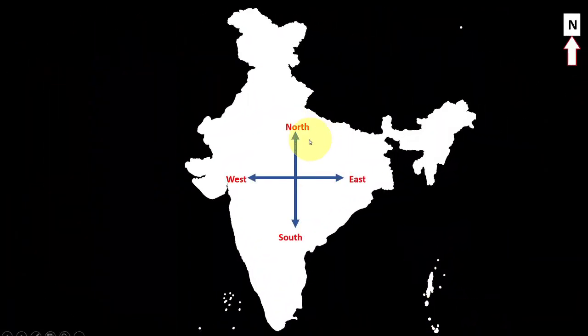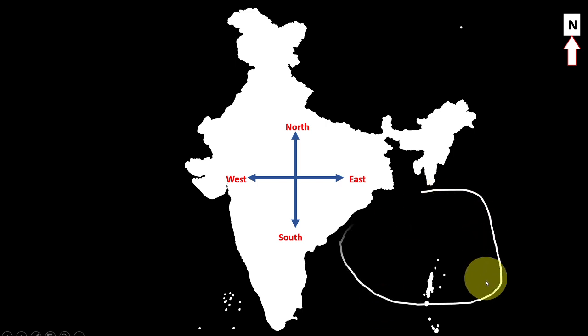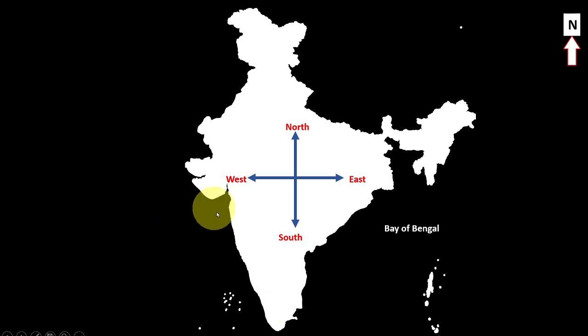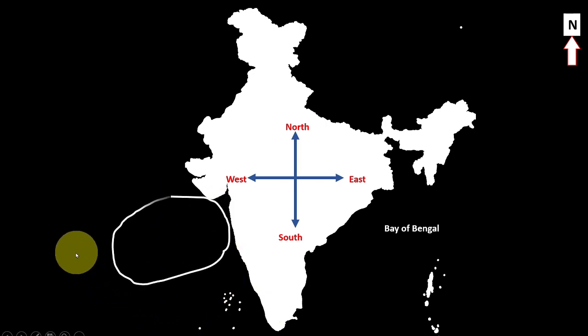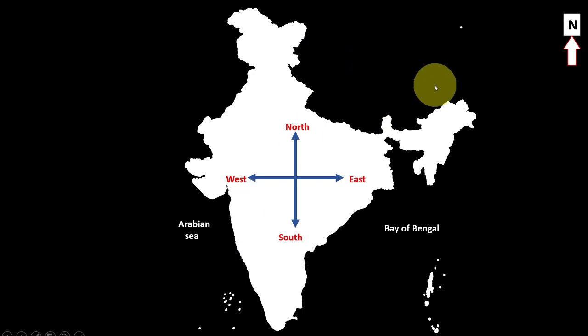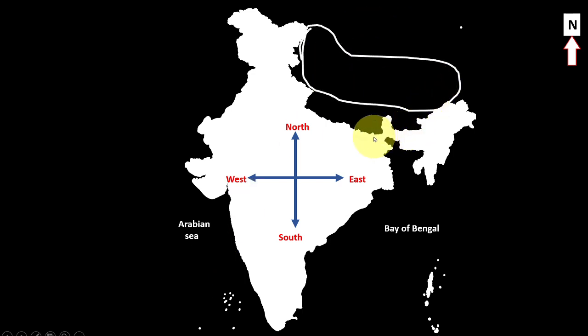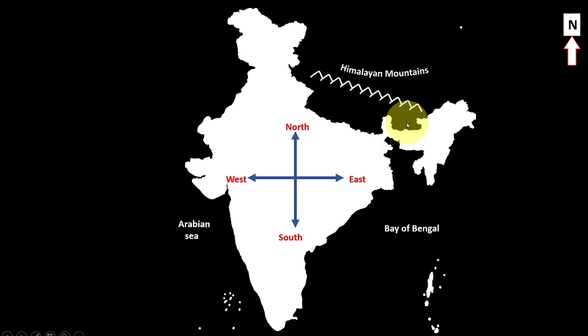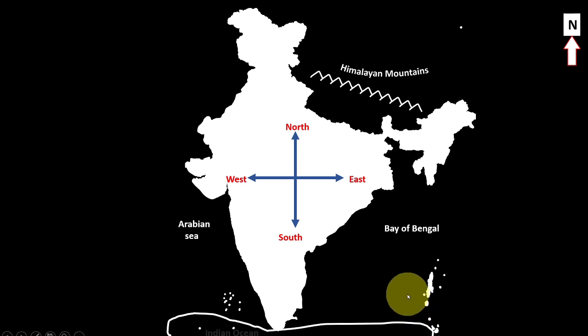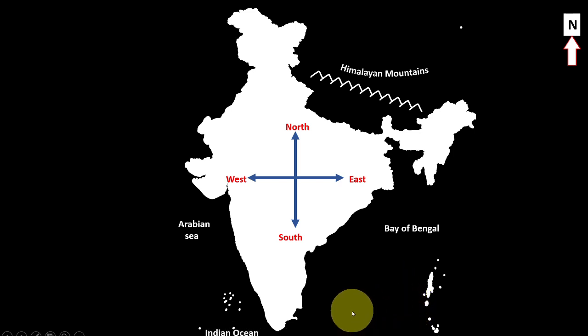North, south, east, west are called the four major directions. So, what lies on east of India? East of India, we have the Bay of Bengal. What lies west of India? West of India, we have the Arabian Sea. What lies north of India? We have the Himalayan mountains in north of India. What lies south of India? We have the Indian Ocean south of India.